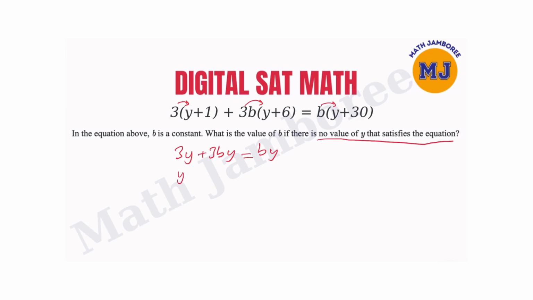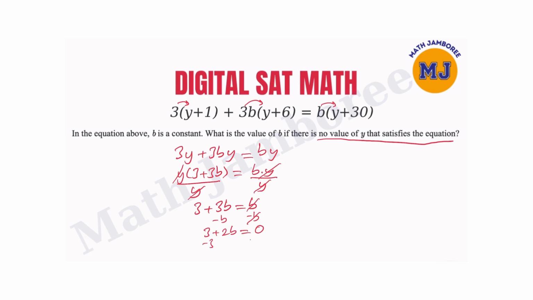So we will just get a y in parentheses: 3 plus 3b is equal to just by. We can go ahead and divide both sides by y to get rid of these y's. So we will have 3 plus 3b is equal to 1b. I can just take away b from both sides. So this will become 3 plus 2b is equal to 0.